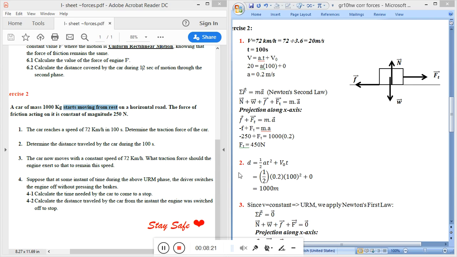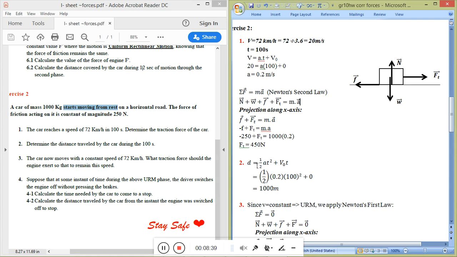Now, number 2, determine the distance traveled by the car during the 100 seconds. The motion is, as you know, URM, since there is acceleration. To calculate the distance, we apply this equation, D equals half AT squared plus V0t. This is the same as X equals half AT squared plus V0t plus X0. So substituting the acceleration as 0.2 meters per second squared, calculated here, and the time 100 seconds, and the initial velocity is 0 since it starts moving from rest, the distance is calculated as 1,000 meters.